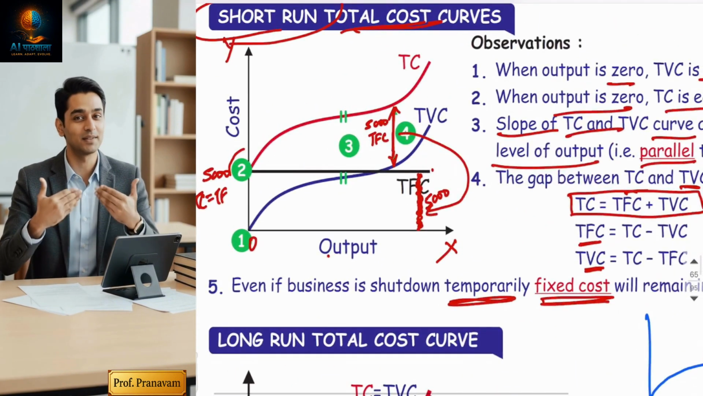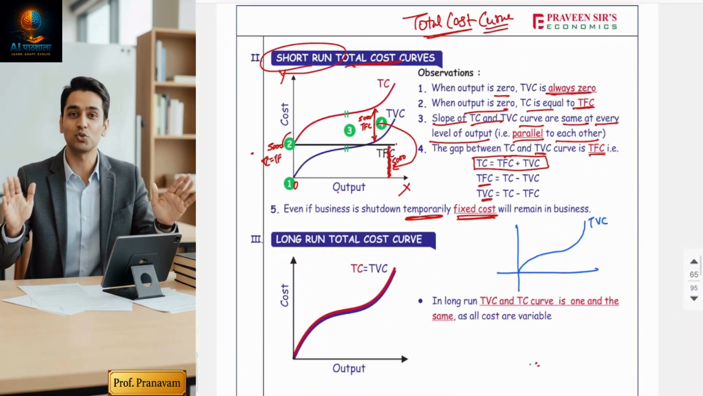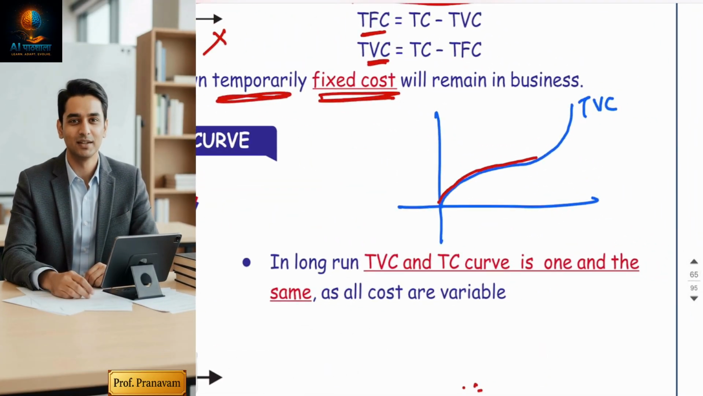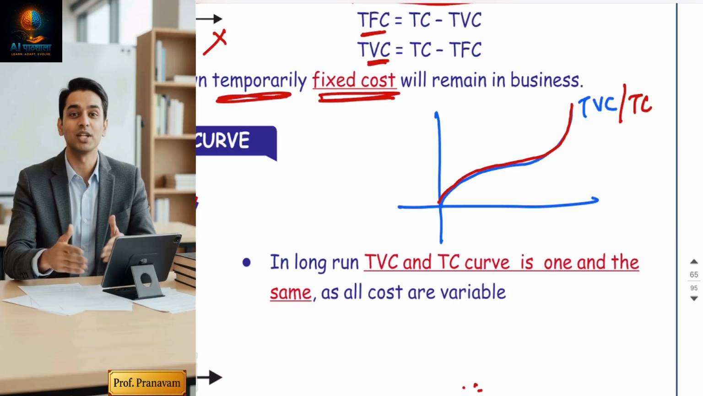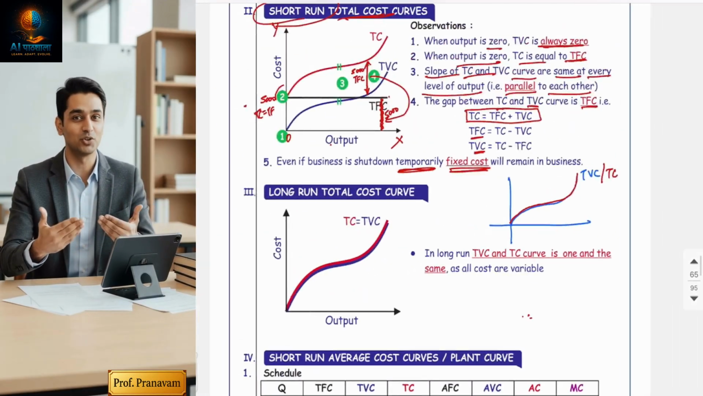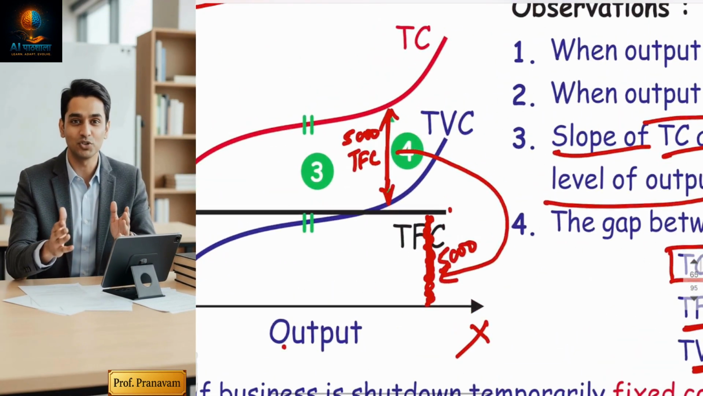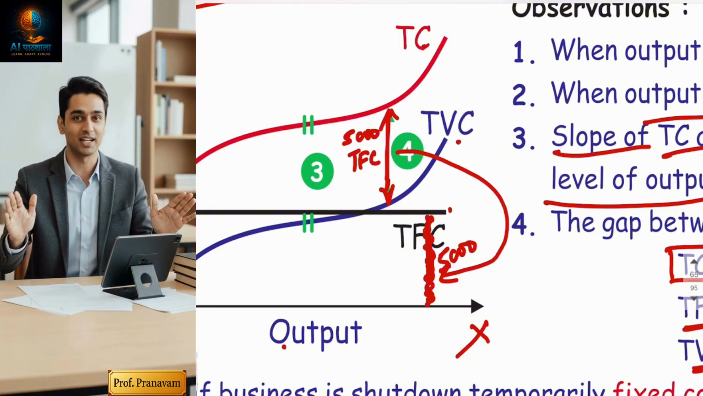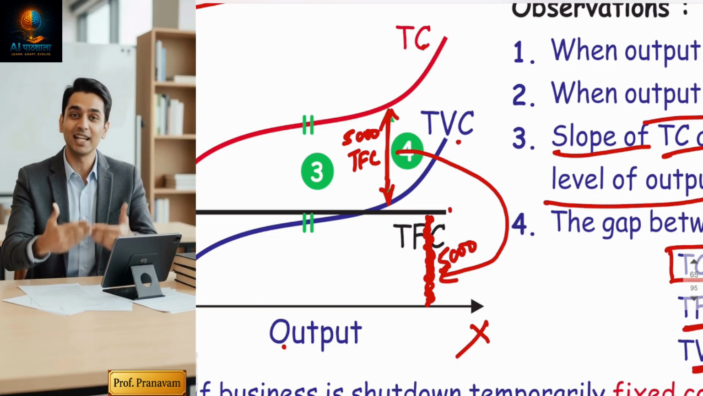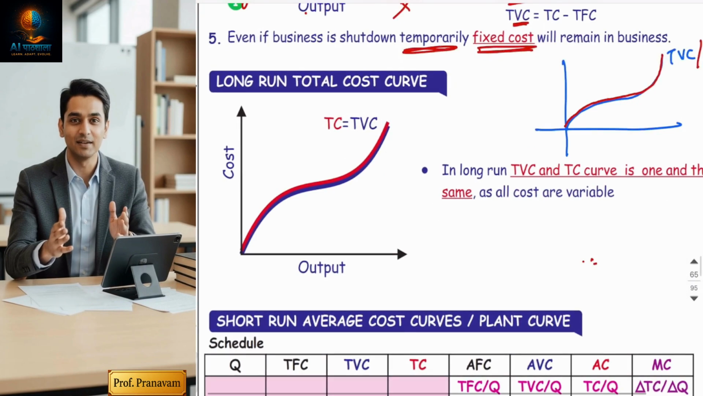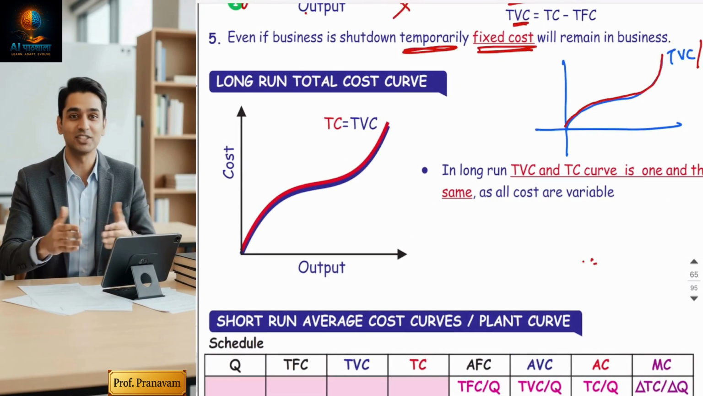Now, will the total cost curve be there in the long run? Yes. But guys, the total cost curve will coincide with the variable cost curve. Means TC and TVC will be one and the same. But why? Because in short run, I explained why there is a gap between the red curve and the blue curve: because of fixed cost. So the gap between TC and TVC was fixed cost, but in long run there is no fixed cost, so both curves will merge. Okay, that's why you have a single line curve. TC is equal to TVC.